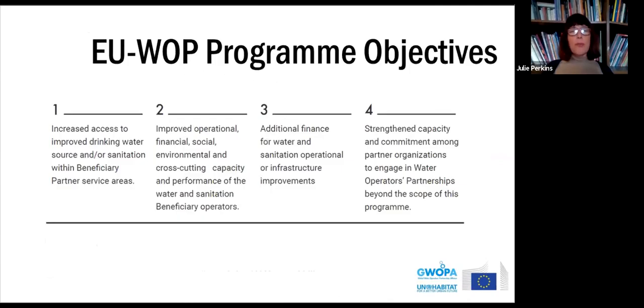Okay, the objectives of the EU-WOP program. The overarching objective is to increase access to water and sanitation. It's the SDG 6 goal, basically increase access for drinking water and sanitation services within beneficiary partner areas. However, it's not exclusively to just go in there and provide access. We know that we can provide access pretty quickly. The challenge is sustaining that improved access. So the real emphasis is on improving the operational, financial, social, environmental capacity and performance of these beneficiary operators. So this is the second major objective.